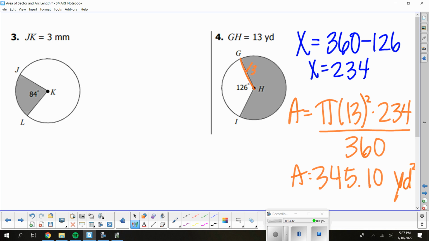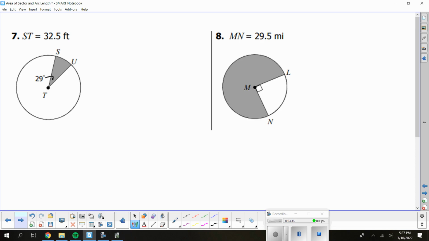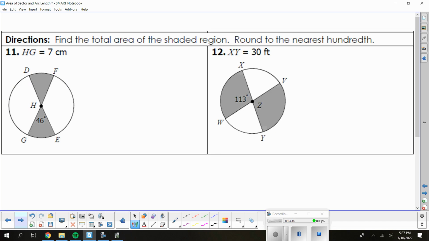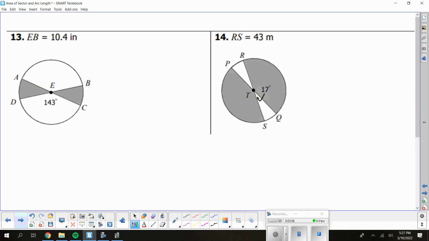Okay, let's turn the page and look at problems on page 8, on that second half. If you notice here on the second half, we have more than one shaded region. We have 2 or 3 shaded regions. So let's go down to number 14. The first thing is they give us R to S, which is not my radius. If I'm trying to find my radius, that would be like RT. I would need to divide this by 2, so that my radius is 21.5.